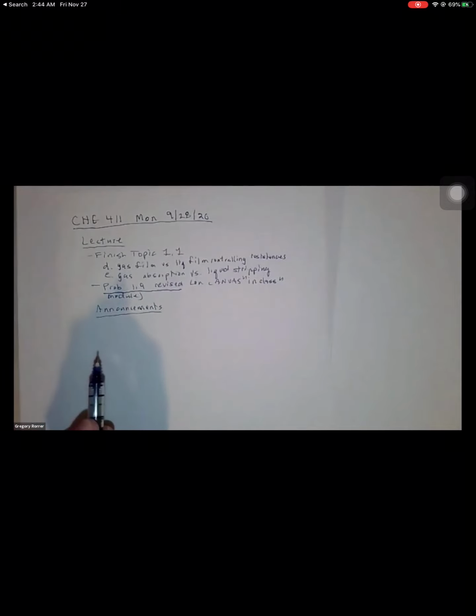So in particular, what I want to cover today is gas film versus liquid film controlling resistances. And then compare gas absorption versus liquid stripping. And in that context, we'll look at continuous well-mix processes for those processes. And then we'll get started on and hopefully finish problem 1.9 revised, which is on Canvas under a new module called in-class problems. And so you can pick it up there. It's also in the course packet.